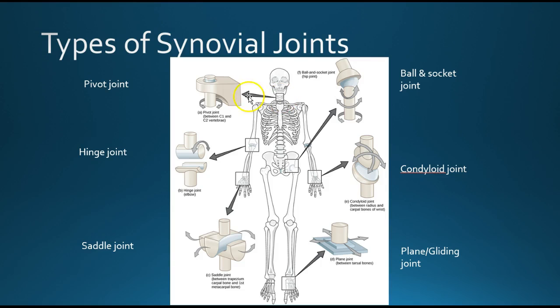For example, at the neck, we can pivot our neck around. We've got a hinge joint, which does literally act like a hinge, for example in the elbow. We have a saddle joint, which has some movement slightly in two planes. An example of that is in the carpals.